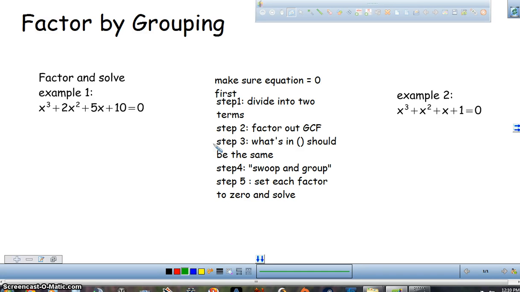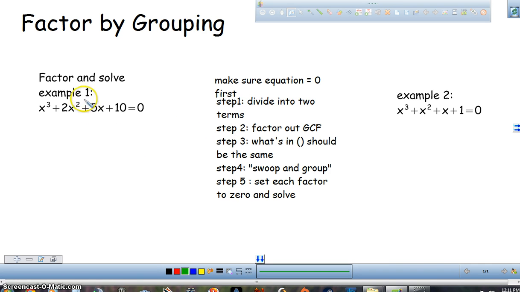Alright, now we're going to be factoring by grouping. This is when you have like 4 different terms, which is kind of the dead giveaway, and obviously it's not quadratic. So let's look at example 1. You want to make sure first of all that your equation is equal to 0 before you go any further. If it's not, then you need to manipulate your equation and make sure everything's on one side. Make it equal 0. Alright, so step 1, we're going to divide it into 2.